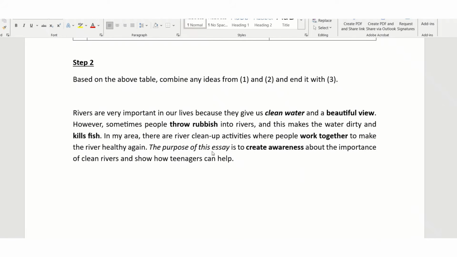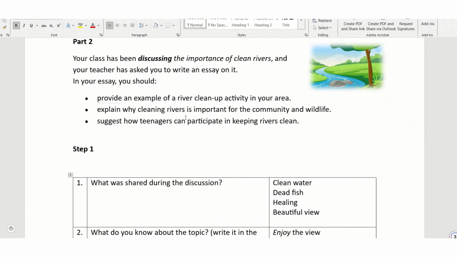And the purpose of this essay, and I italicize this because I think this is the most common phrase that the students need to write the introduction paragraph. It is a useful phrase: to create awareness about the importance of clean rivers and show how teenagers can help. So the part where the main message is comes from this part of the question.